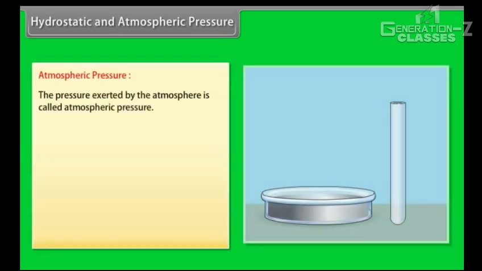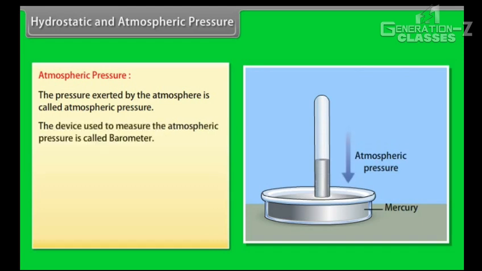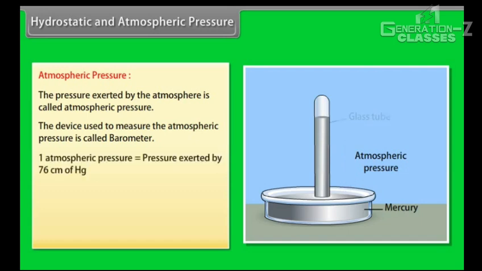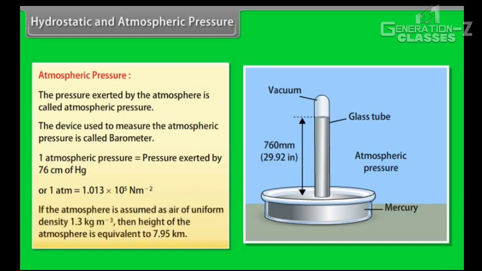Atmospheric pressure. The pressure exerted by the atmosphere is called atmospheric pressure. The device used to measure atmospheric pressure is called a barometer. 1 atmospheric pressure is equal to the pressure exerted by 76 cm of mercury, or 1 atm = 1.013 × 10^5 N/m². If the atmosphere is assumed to be air of uniform density 1.3 kg/m³, then the height of the atmosphere is equivalent to 7.95 kilometers.